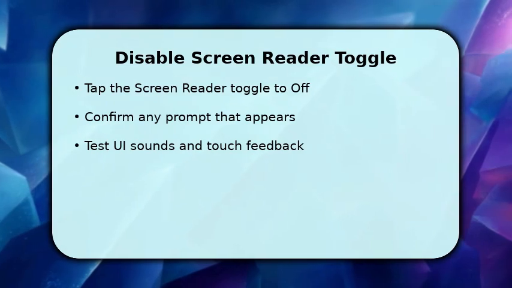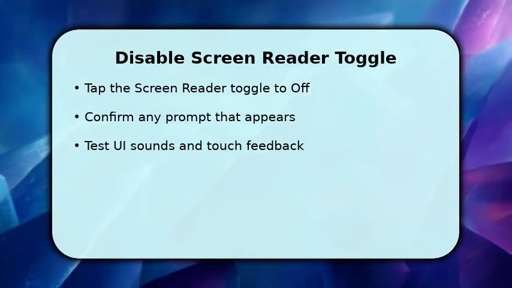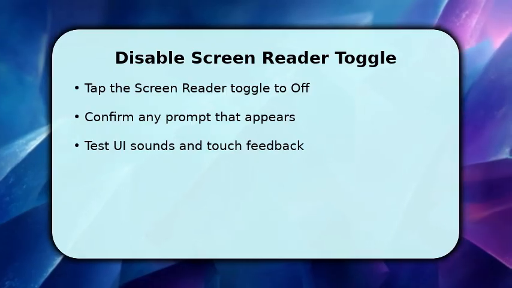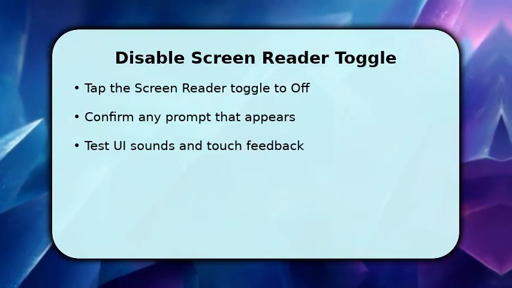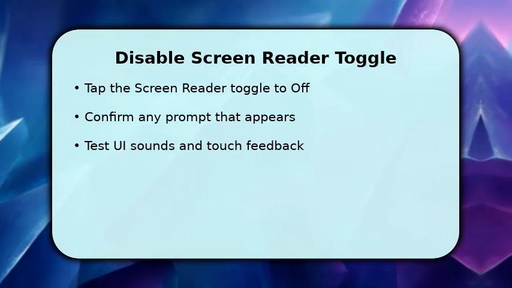Now tap the screen reader or narrator toggle to switch it off. This disables automated spoken descriptions. If the game asks you to confirm, accept the change so it applies immediately.